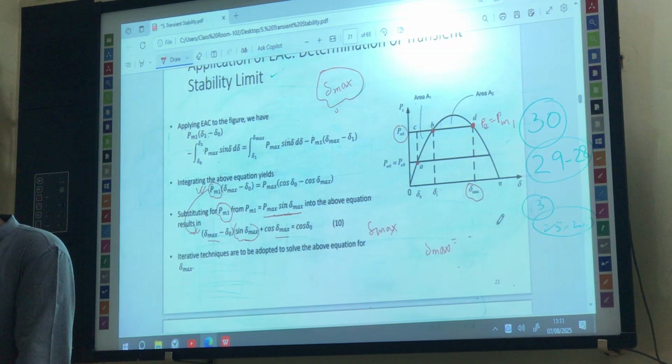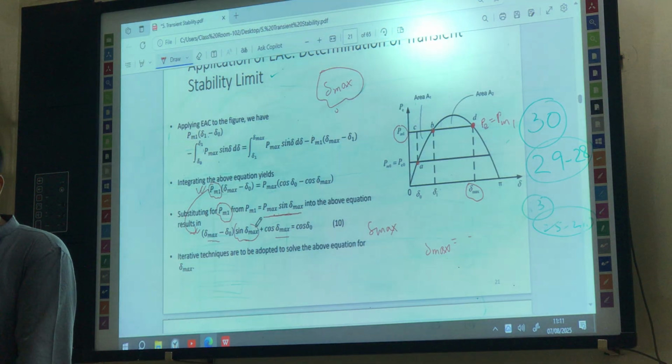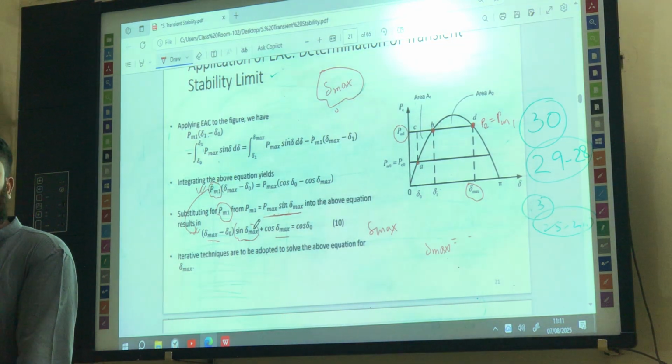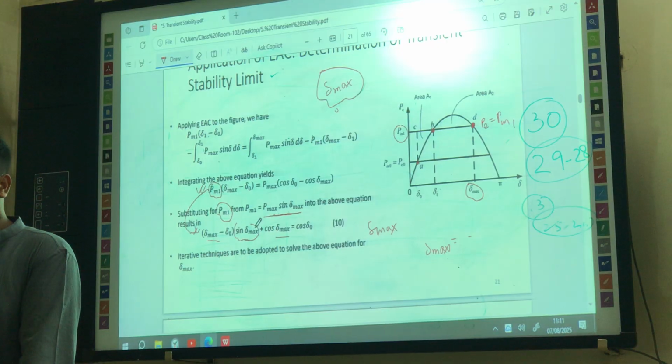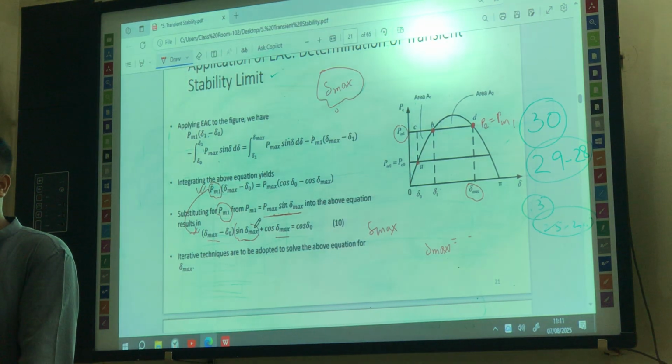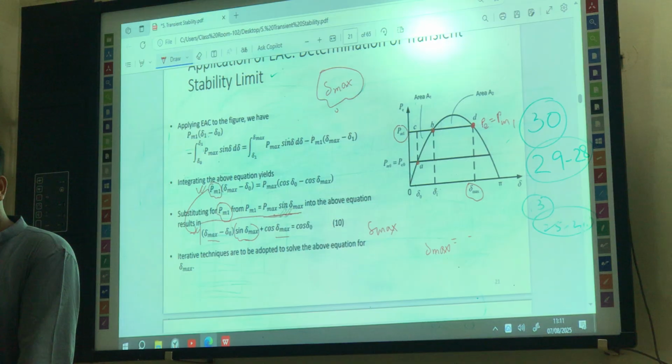So you can't write it like this. You can't get any analytical solution, so you need to take help of iterative techniques. There are many iterative techniques. We will use the Newton-Raphson method for this expression, and we want to find the value of delta max.